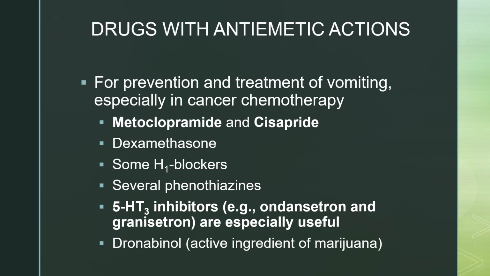For prevention and treatment of vomiting among cancer patients, you can also use your metoclopramide and cisapride. You can also use your dexamethasone, some H1 blockers, several phenothiazines, and your 5-HT3 inhibitors like your ondansetron and your granisetron, and your dronabinol, which is an active ingredient of marijuana.